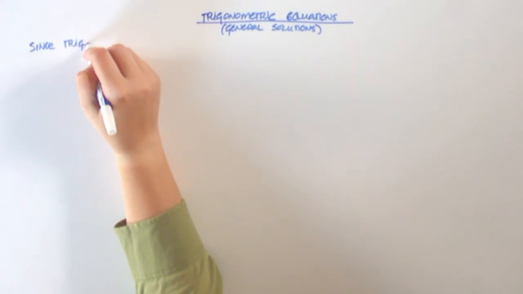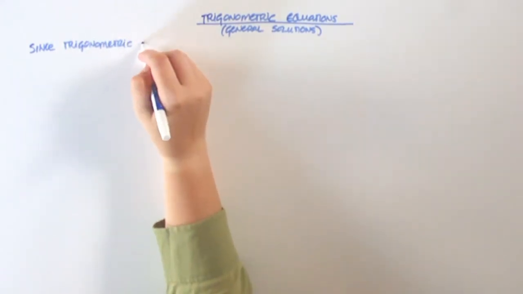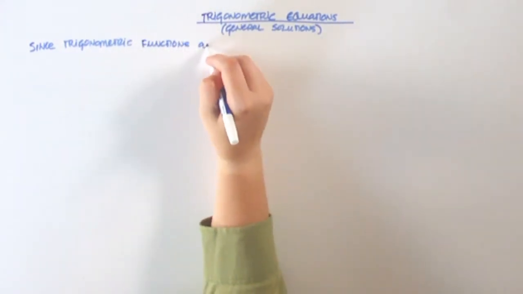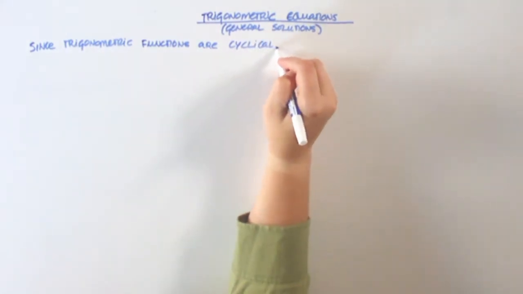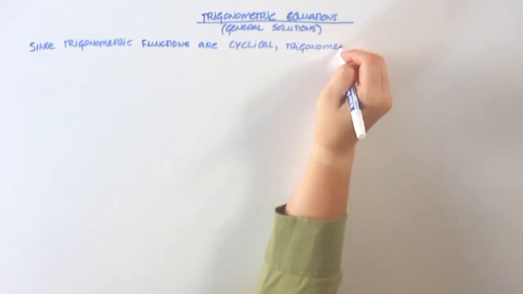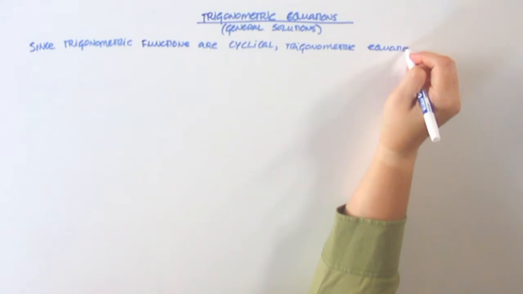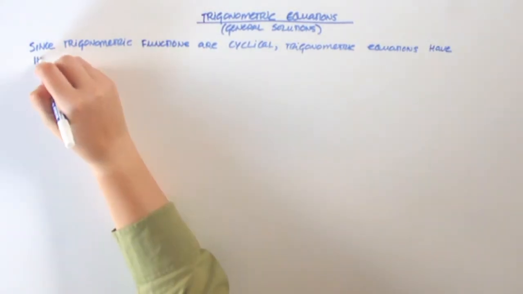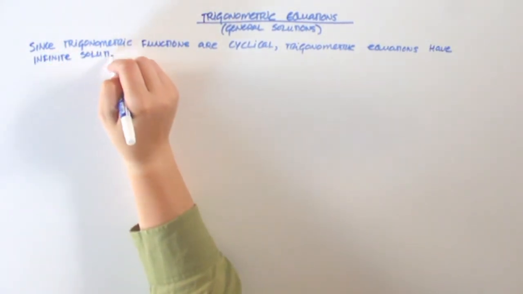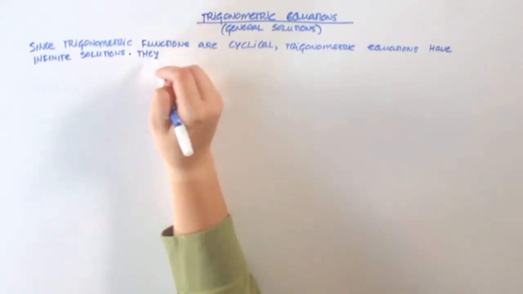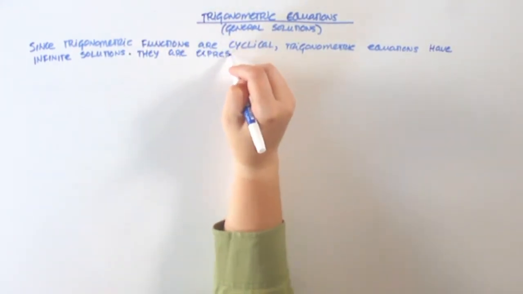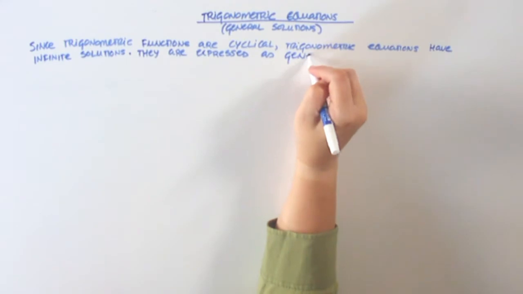In a previous video, we saw how to solve a trigonometric equation and get to a particular solution. But since trigonometric functions are cyclical, trigonometric equations are going to have infinite solutions. And they are expressed as what we call a general solution. That will give me the pattern of all those infinite solutions.